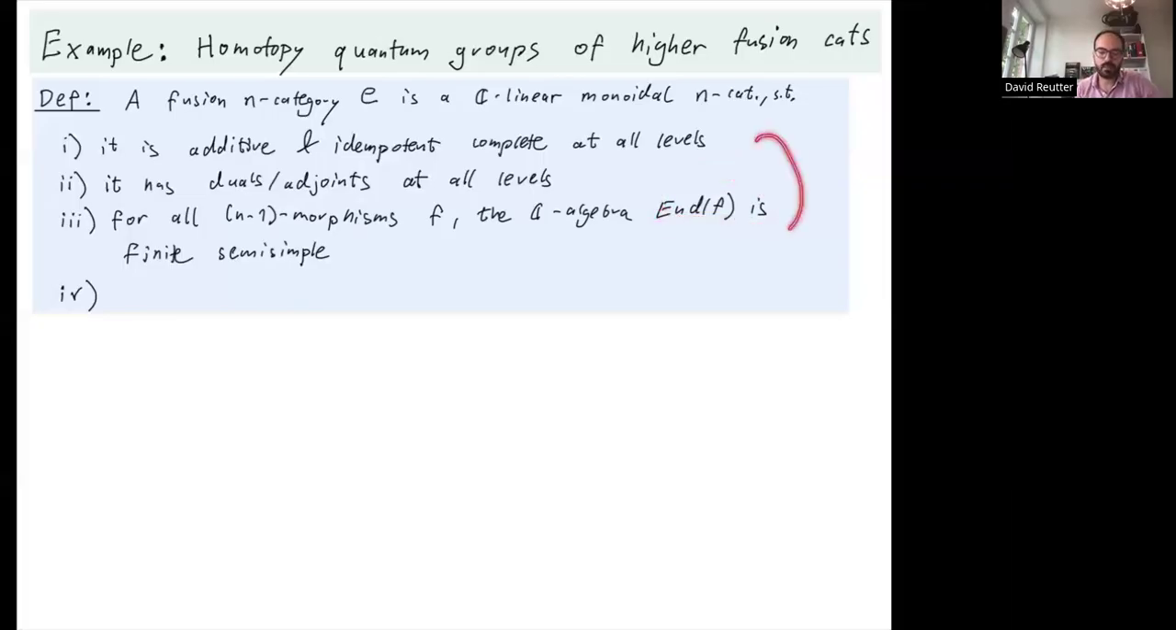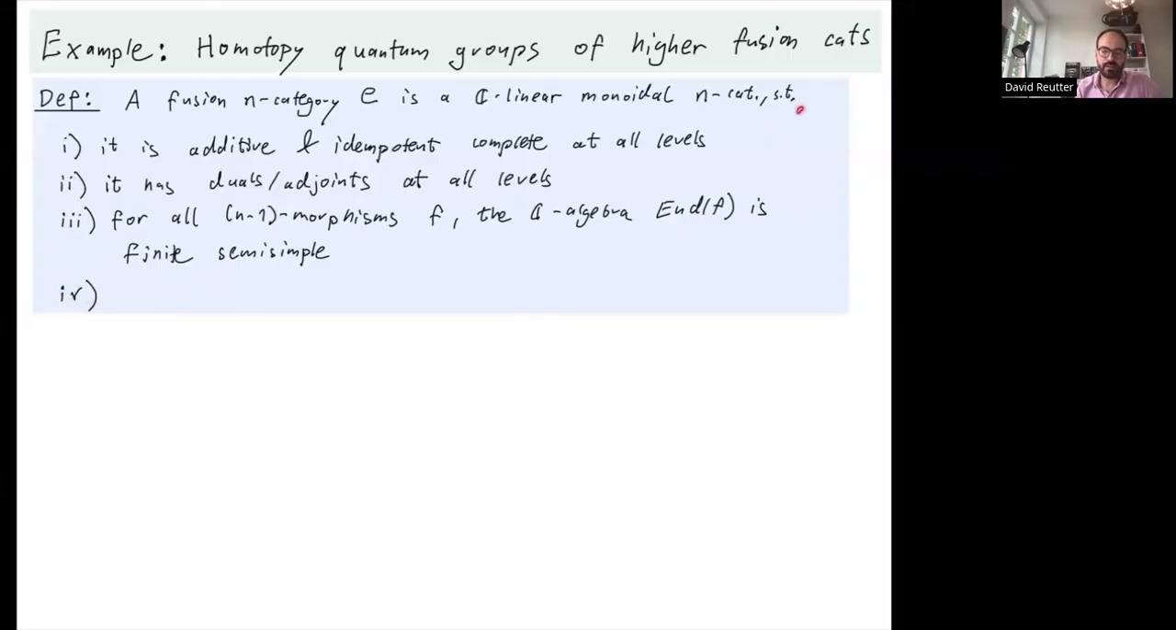For example, this is already satisfied if your category is at the top a C star category. If the one categories of top morphisms form a C star category, then these will, for example, be finite semi-simple. If it forms a C star category with finite dimensional Hopf spaces. And then there's a fourth condition, which I'll get to in a second.